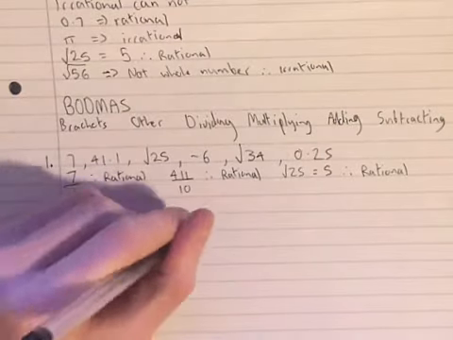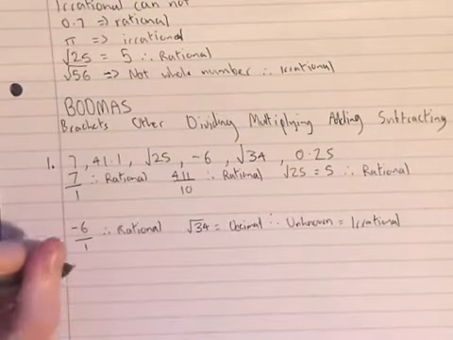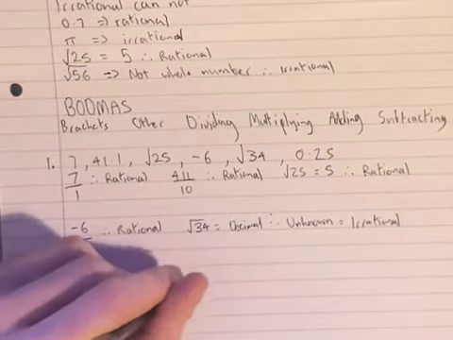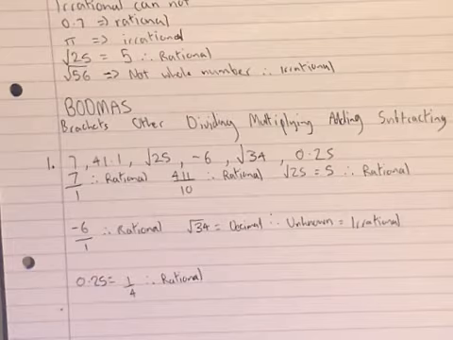Root 34 does not equal a whole number, therefore it isn't rational. And finally, 0.25 can be written as 1 over 4, therefore it is rational. So for that question, every number is rational except for root 34. Then for the next question, we will go through Bodmas.